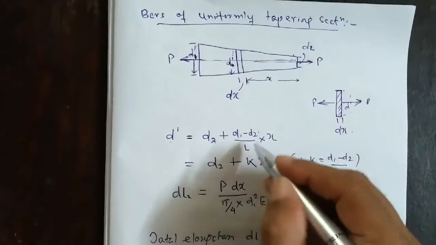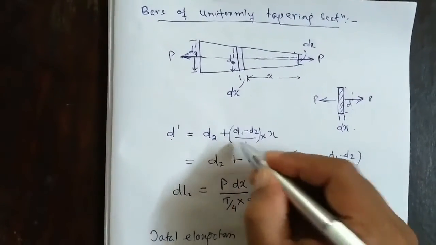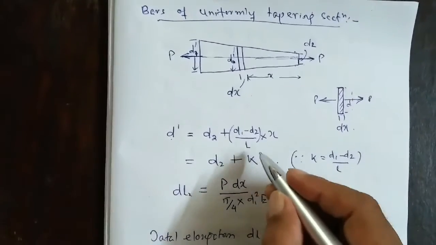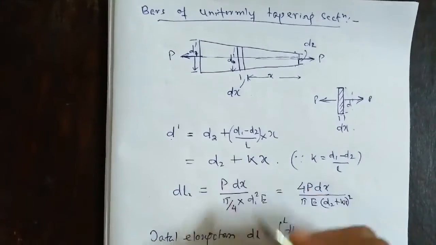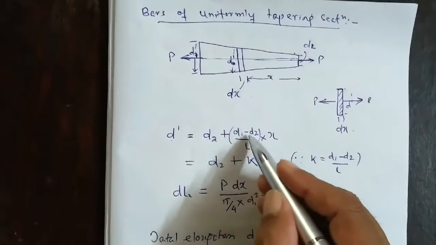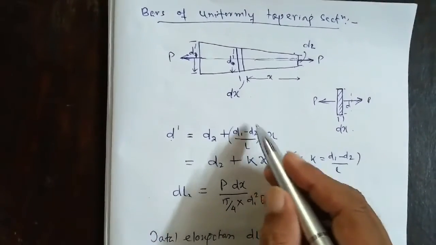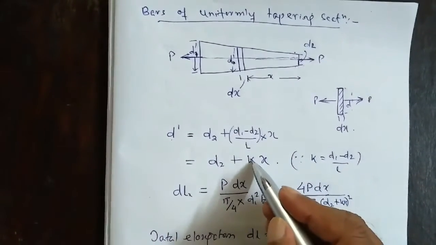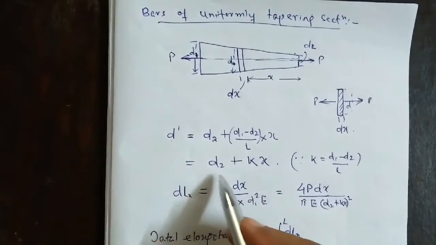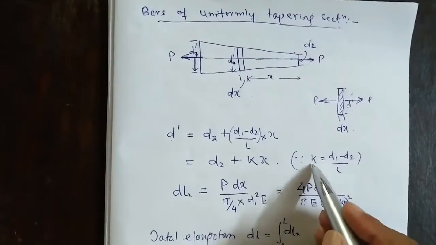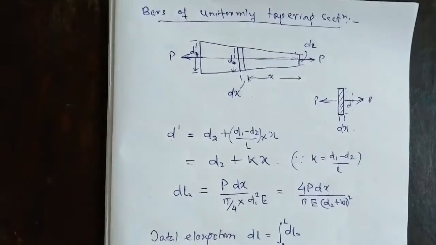Now this term, d1 minus d2 by L, for convenience I will replace it with one letter K, because all these three things, d1, d2, L, are constant. So I change it with the constant K, and the expression will be easy looking. D dash is equal to d2 plus Kx, where K is equal to d1 minus d2 by L.